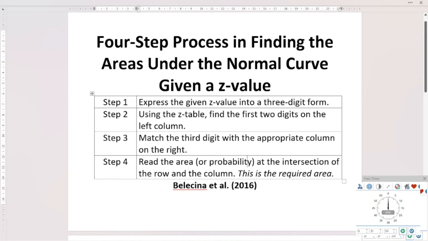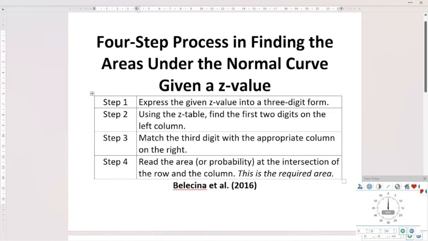Hi everyone. In this video, we will learn how to find the areas under the normal curve given a z-value. Bellicina et al. in 2016 provided in their book Statistics and Probability a four-step process in finding the areas under the normal curve given a z-value. And this is what we will be following.